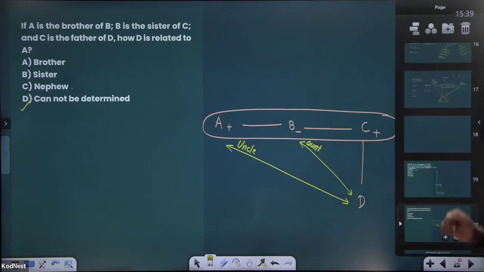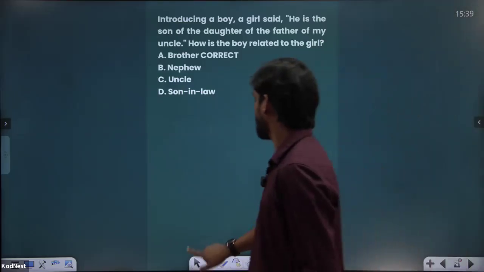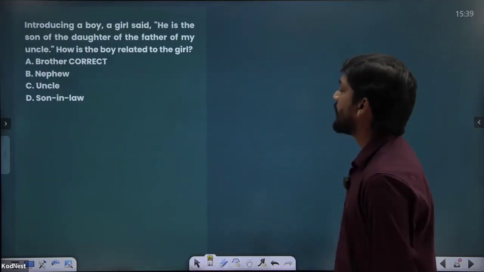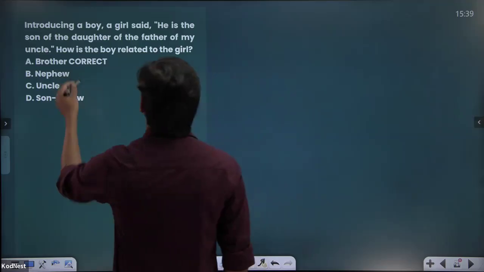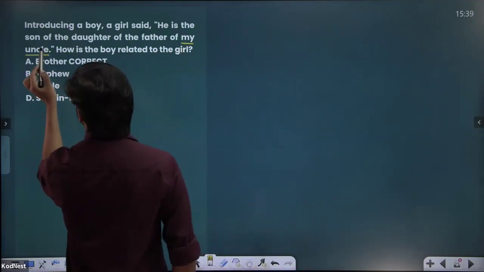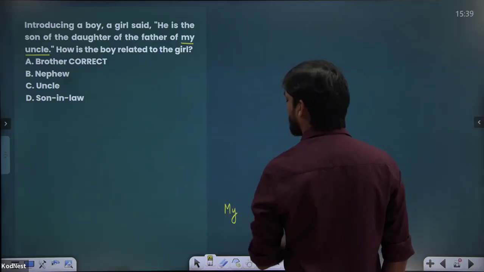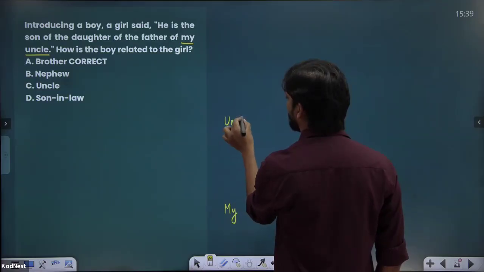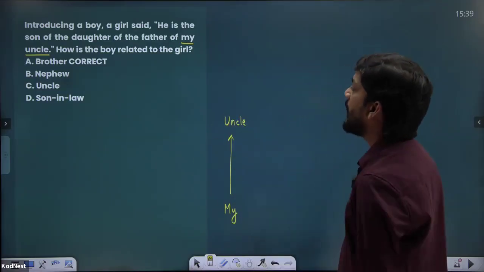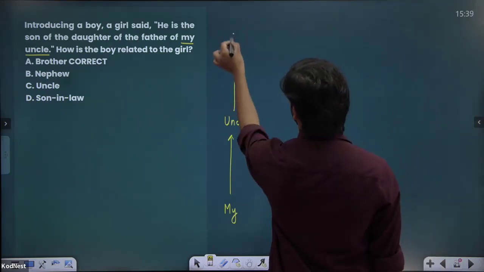Okay. Let's take one more question. All right. My dear, you have to start with my uncle. So first represent my, then represent uncle. Arrow relation you will show. Okay. After that, you have to take father of my uncle. Okay. Then take the father.